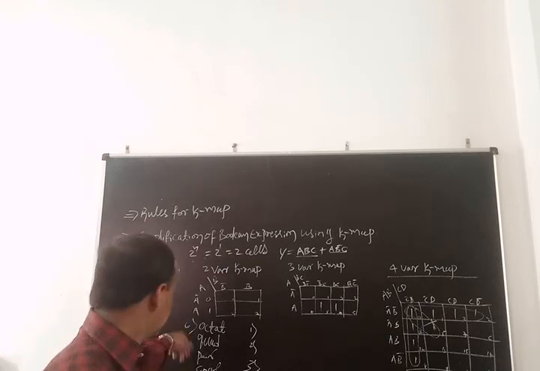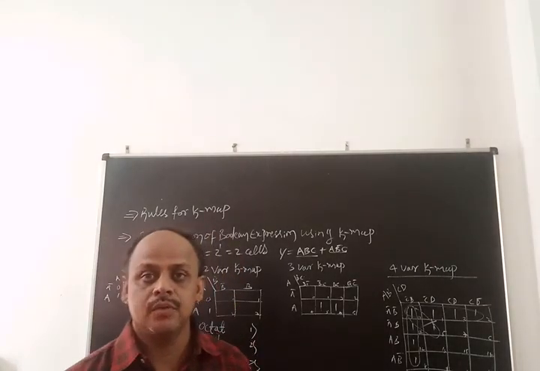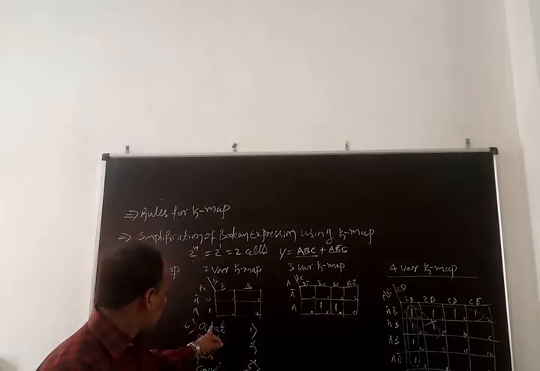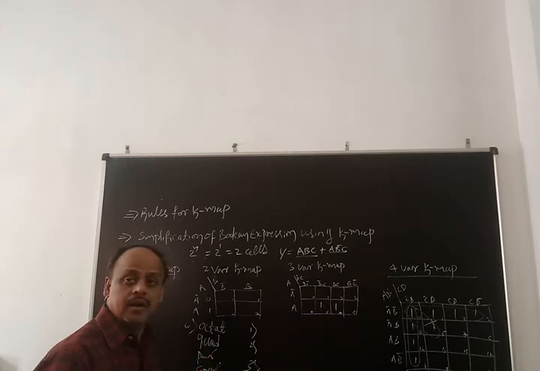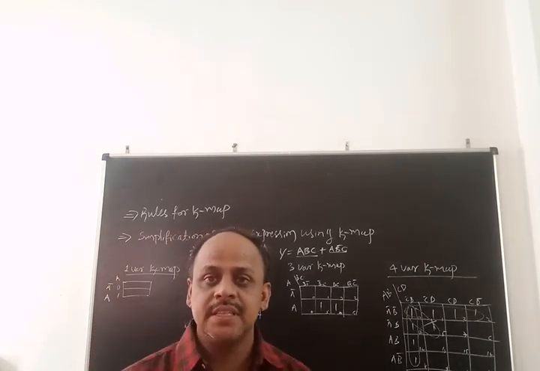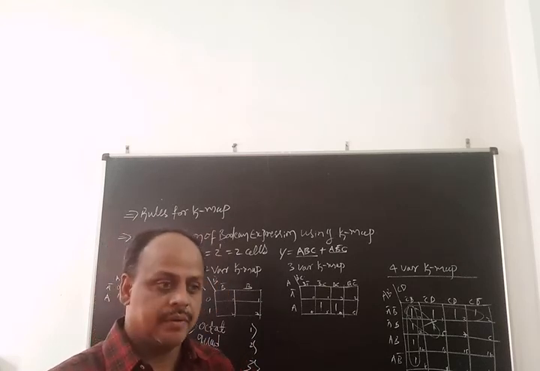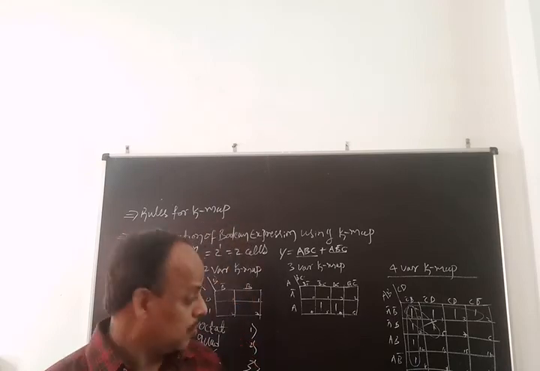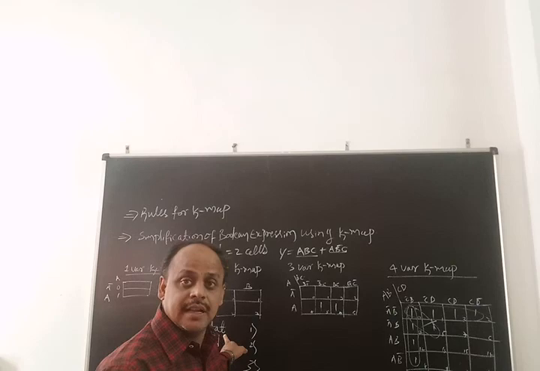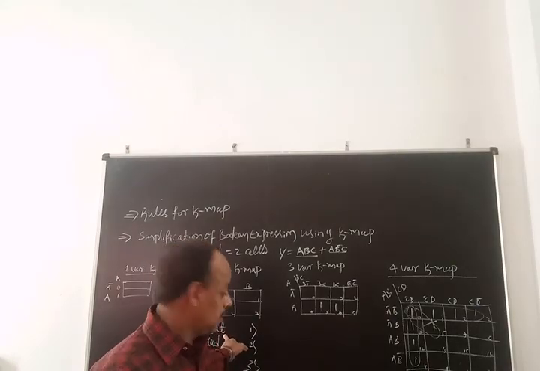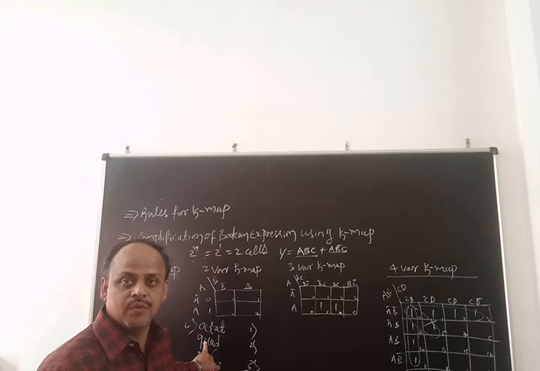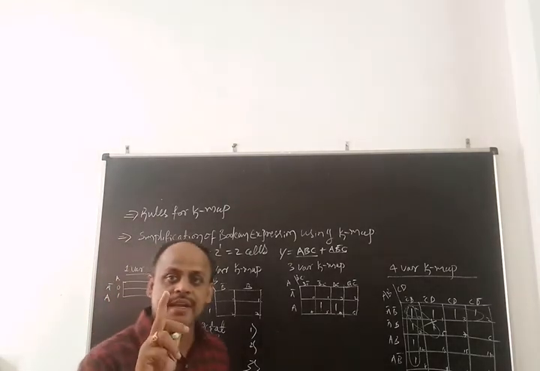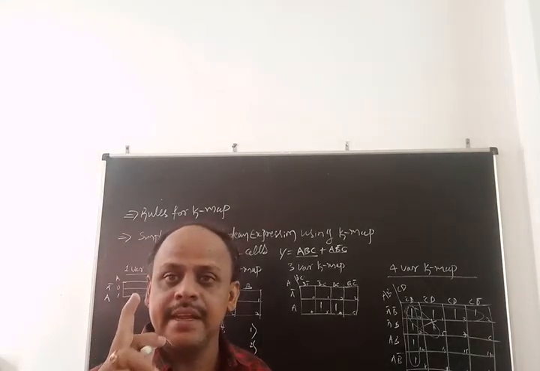Sixth rule: while making groupings of adjacent ones, we have to give preference to octet, quad, pair, or single. What is meant by octet? Suppose after placing ones in the respective minterm designations, octet means a collection of 8 ones. Quad means a collection of 4 ones. Pair means a collection of 2 ones. Single means only a cell, a single cell containing 1.